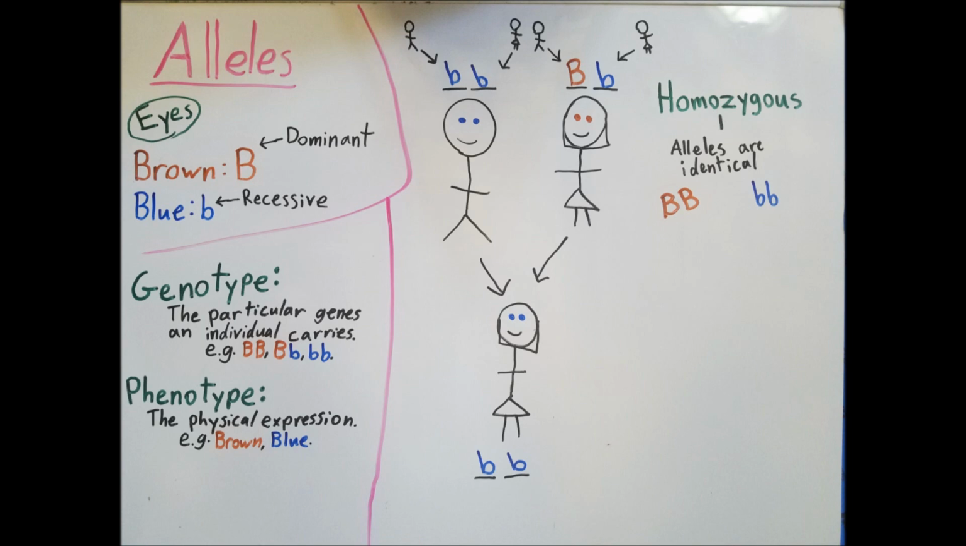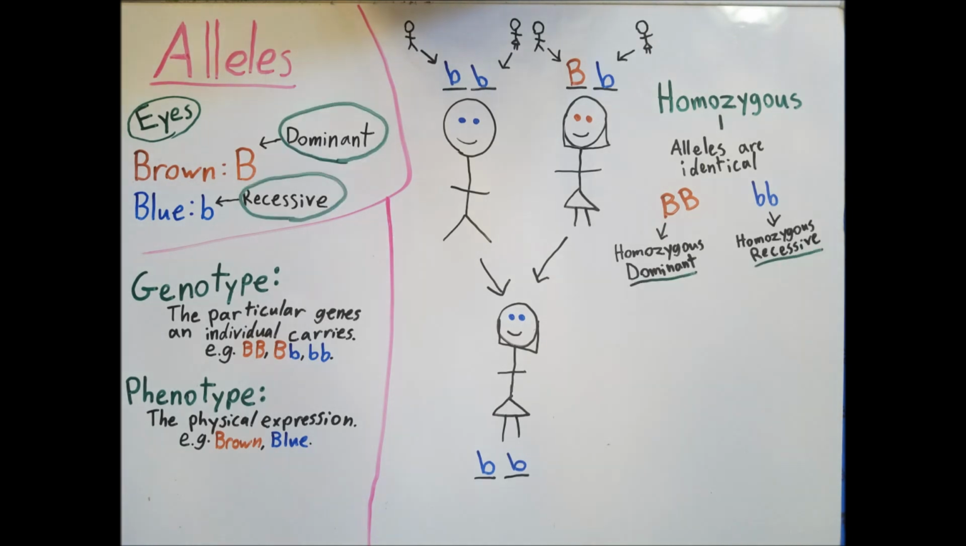But to make it even more specific, a big B and a big B would be homozygous dominant, while a little b and a little b would be homozygous recessive, because it's got the recessive gene twice. And then there's heterozygous. Heterozygous, the alleles are different, such as a big B and a little b.